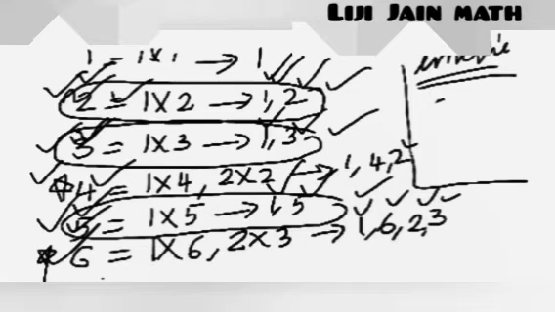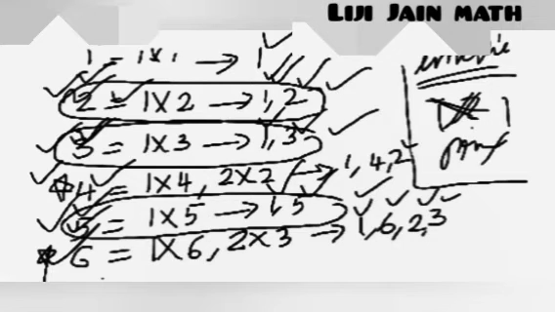Okay, one has how many factors? Only one factor. Number one has only one factor. So is it a prime number? Can we say 1 is a prime number? No. Why? A prime number should have 2 factors, but 1 has only 1 factor. So 1 is not a prime number.